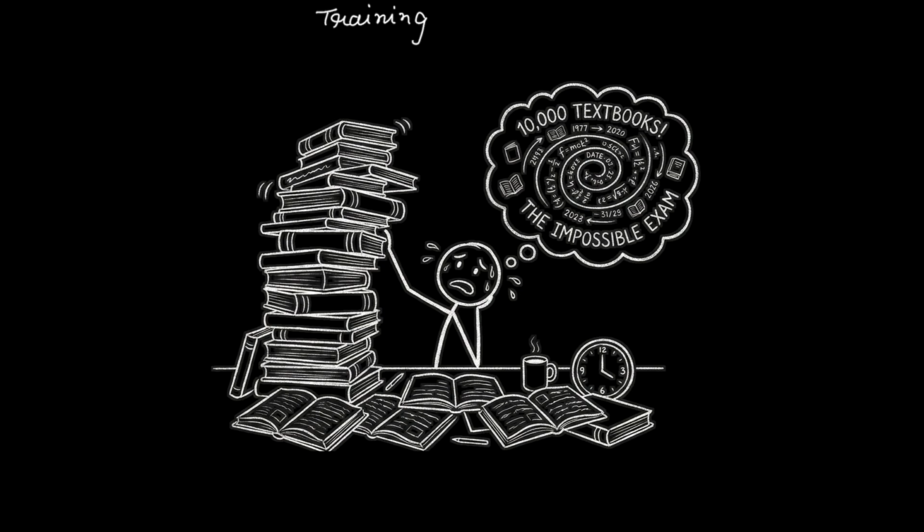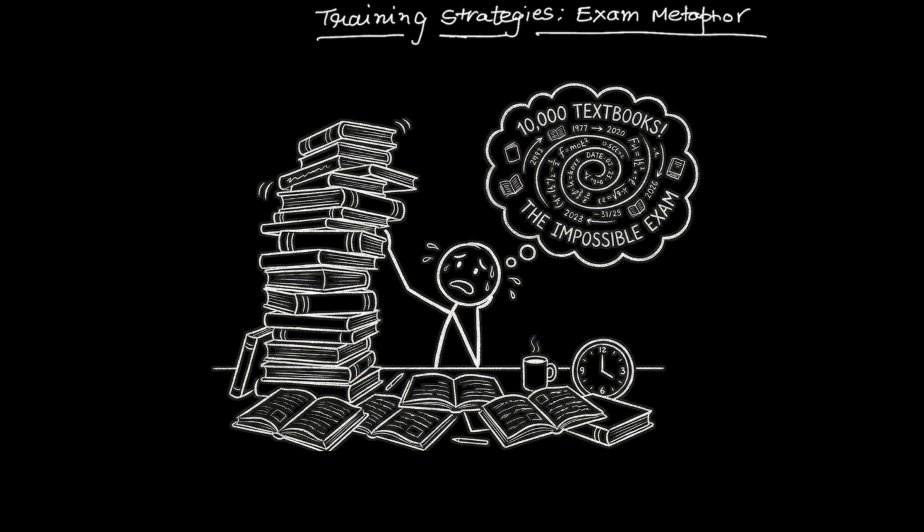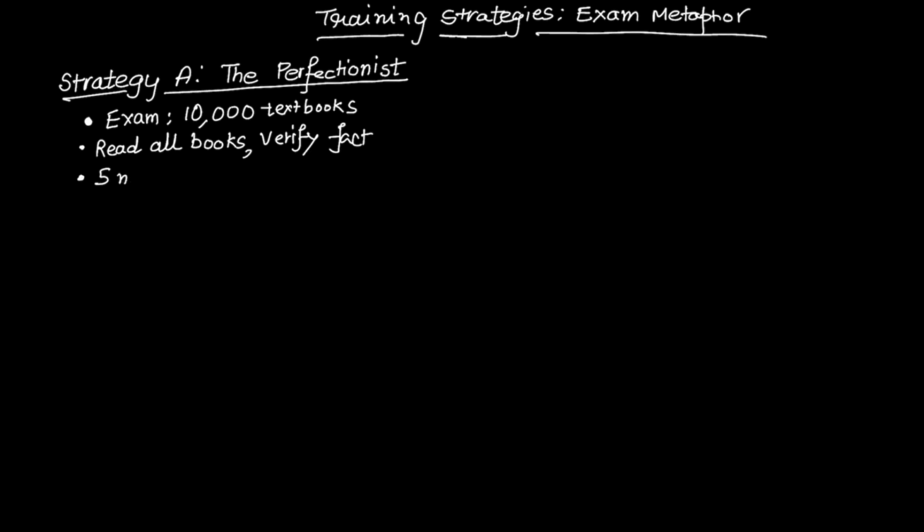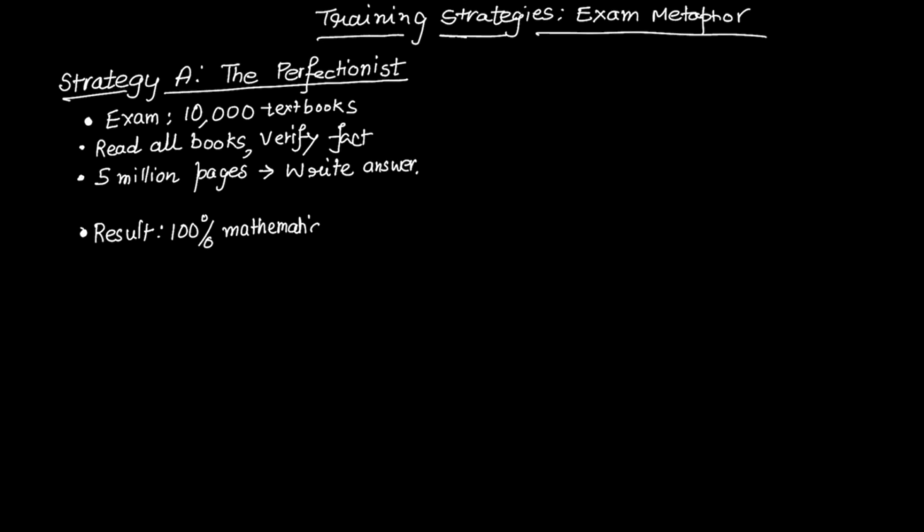I want you to imagine you're studying for the most difficult exam of your life. The exam covers 10,000 textbooks. To answer one single practice question, you have two possible strategies. The first one is Strategy A, or the perfectionist. You read all 10,000 books, you verify every fact, you cross-reference every footnote, you check the index, and only then, after reading 5 million pages, you write down your answer. You will be 100% mathematically correct, but it will take you 20 years to answer that one question. You will be 80 years old before you finish the test.